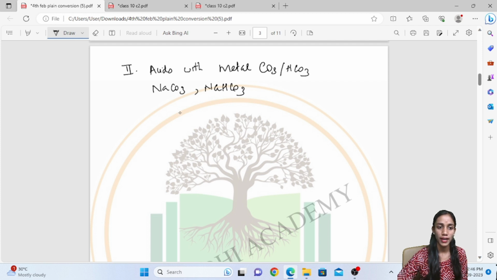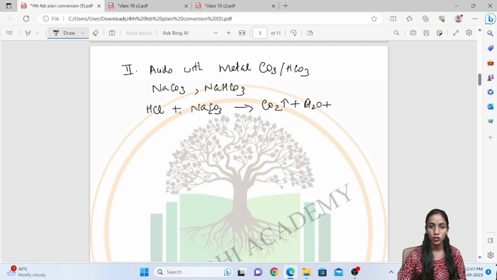Okay, so first of all we'll write the reaction. The acid was HCl plus sodium carbonate. This gives you carbon dioxide gas plus water, and a salt. The salt will be NaCl, Na and Cl of this, and the gas released will be carbon dioxide.